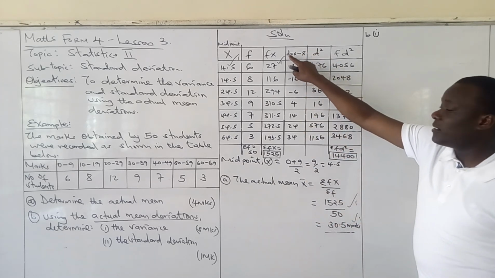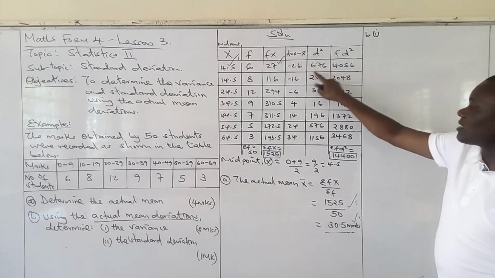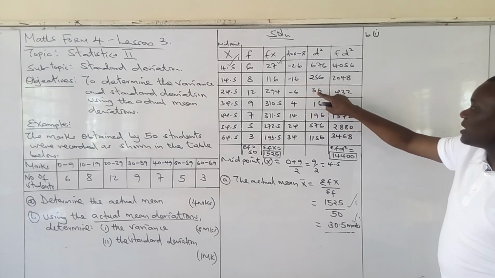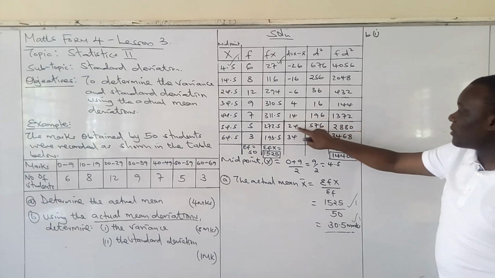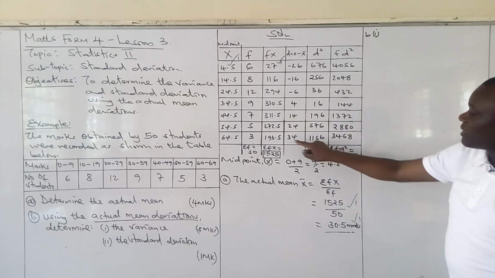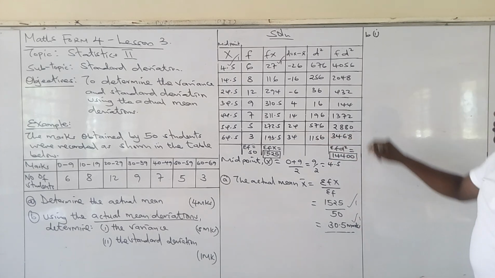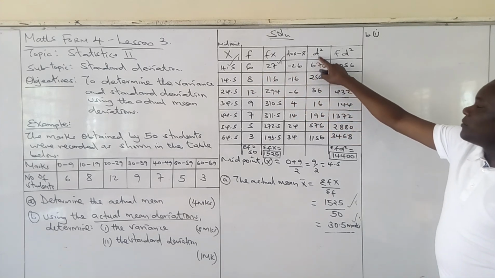Now let's square the deviations. So you take minus 26, you square it, you get 676. Minus 16 squared, 256. Minus 6 squared, you get 36. 4 squared, 16. 14 squared, you get 196. 24 squared, you get 576. 34 squared, you get 1156.